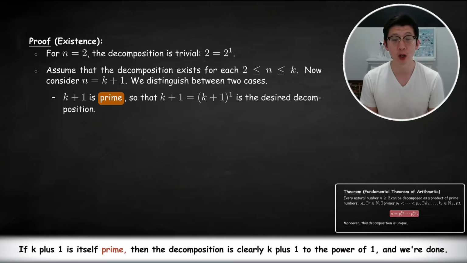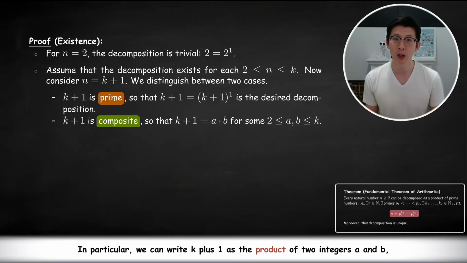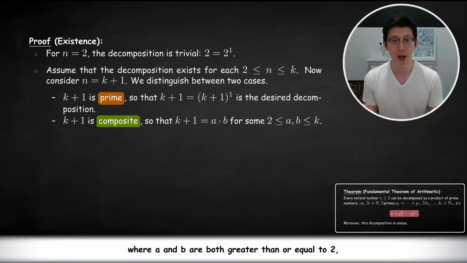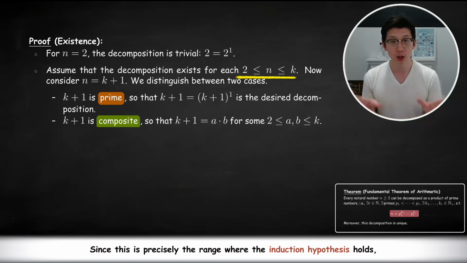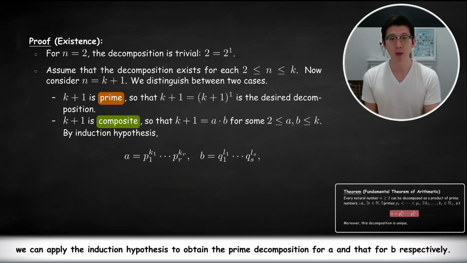If k plus 1 is itself prime, then the decomposition is clearly k plus 1 to the power of 1. And we're done. Otherwise, k plus 1 is composite, meaning that it has factors other than 1 and k plus 1 itself. In particular, we can write k plus 1 as the product of two integers a and b, where a and b are both greater than or equal to 2 and less than or equal to k. Since this is precisely the range where the induction hypothesis holds, we can apply the induction hypothesis to obtain the prime decomposition for a and that for b respectively.